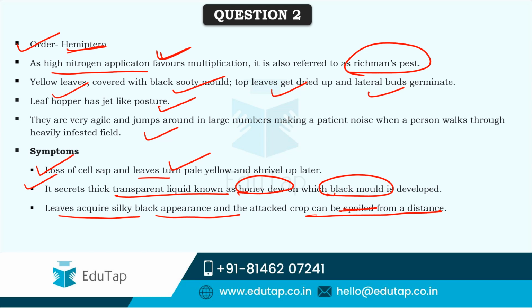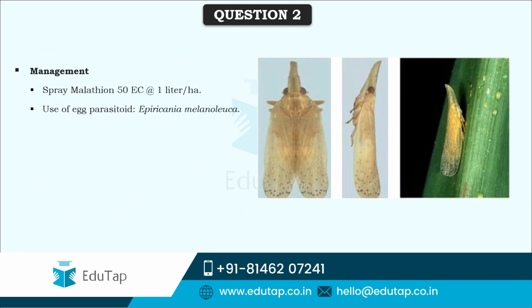All these symptoms, that black sooty mold and then yellowing of leaves, wrinkling of the leaves, all this can be observed even from a distance. So friends, management can be done with the help of spraying 50 EC at the rate of 1 liter per hectare, and otherwise naturally also these can be controlled by using the egg parasitoid Epiricania melanoleuca, wherein these feed on the eggs of these hoppers.